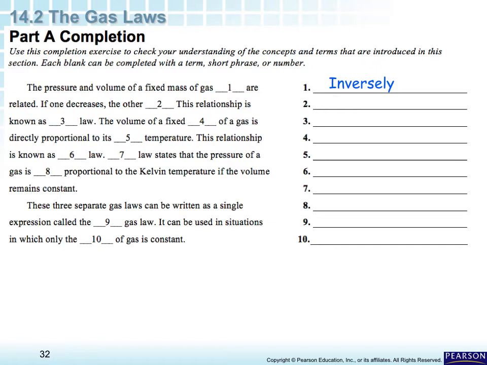If one decreases, the other one must increase. That's what makes an inverse relationship. As one goes up, the other one goes down. This relationship, with pressure and volume, is known as Boyle's law.